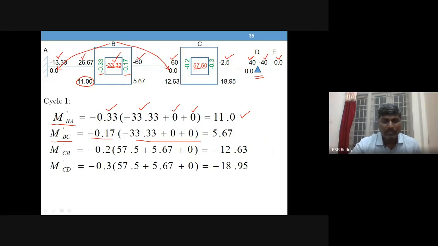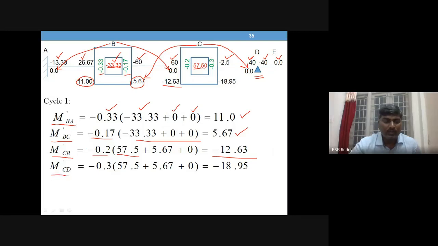The sum of fixed end moment same, far end contribution same. You get 5.67 is the M dash BC. Then coming to joint C, rotation factor minus 0.2, sum of fixed end moments 57.5, far end contributions 5.67, 0. Then that comes to minus 12.63.